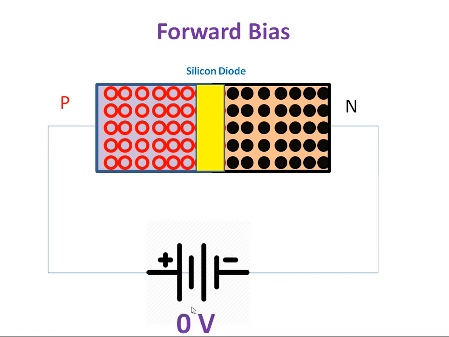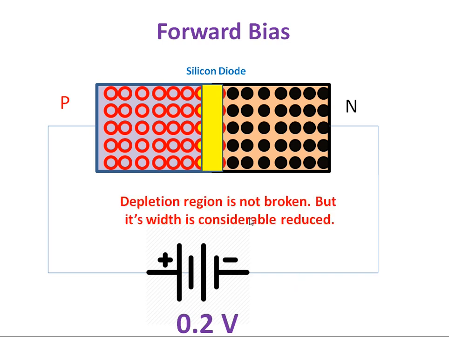Now I am applying 0 volt. 0 volt means it is an open circuit, so nothing will happen in this structure. The depletion region is not broken. Now I am increasing the voltage from 0 to 0.2 volt. The depletion region is not broken, but the width is considerably reduced.